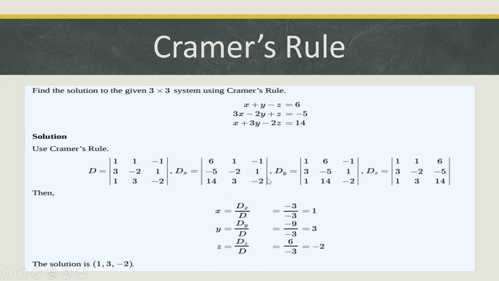The value of Dx is minus 3. If we calculate the determinant of this, it would be minus 3. For this it would be minus 9 and for this determinant it would be 6. And for this D, the value would be minus 3. So to find the value of x, we divide Dx by D, which is minus 3 divided by minus 3, giving us 1. Dy by D would be minus 9 divided by minus 3, which gives us 3. And for finding the value of z, we divide Dz by D. So we get 6 divided by minus 3, and we get minus 2. So the values of x, y, z are 1, 3, minus 2 respectively.